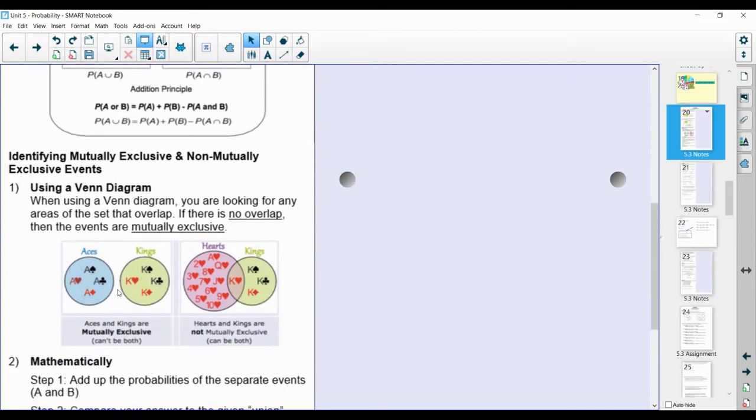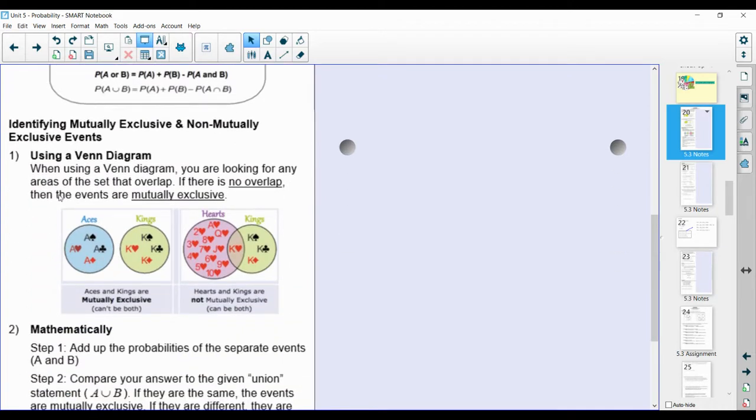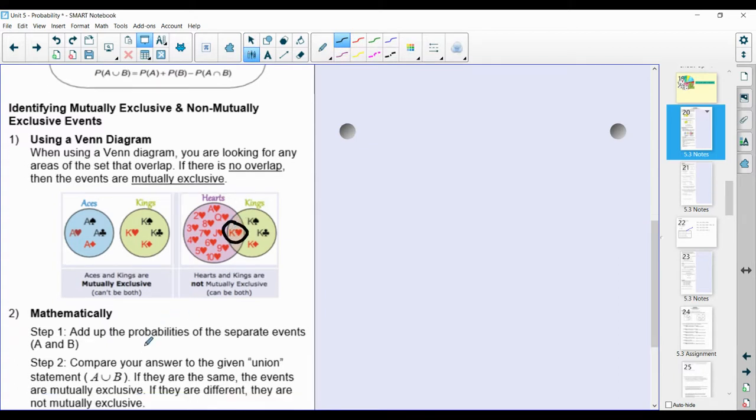Now, if we want to identify a mutually or non-mutually exclusive event, we can do that one of two ways. We can use a Venn diagram or we can use a formula. If we're using the Venn diagram, you're basically looking for overlap. So here are two scenarios. The first one says aces and kings, versus hearts and kings. Well, aces and kings are mutually exclusive because you can't have a card that is both an ace and a king. But hearts and kings are not mutually exclusive because it is possible to have a king of hearts. And if we can have a king of hearts, that means there's an overlap, so it's not mutually exclusive.